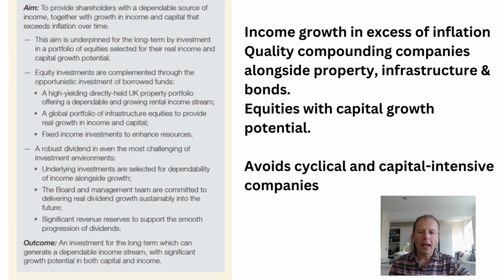We've got the full aims of the fund on the left here, but in summary, the fund aims for income growth in excess of inflation, and it's going to do that by holding quality compounding companies, compounding dividends and earnings, and holding that alongside property, infrastructure and bonds, and the equities it has will also have capital growth potential. It also wants to avoid cyclical and capital intensive companies. So it seems like a pretty good aim, although it doesn't draw out enough, I think, a benchmark it wants to beat.